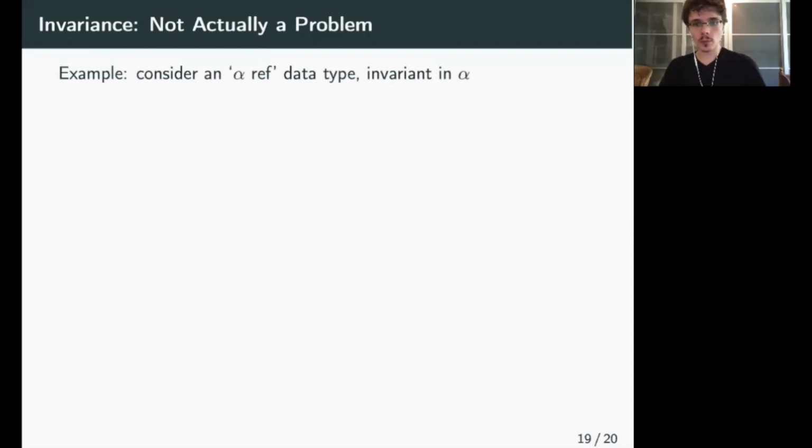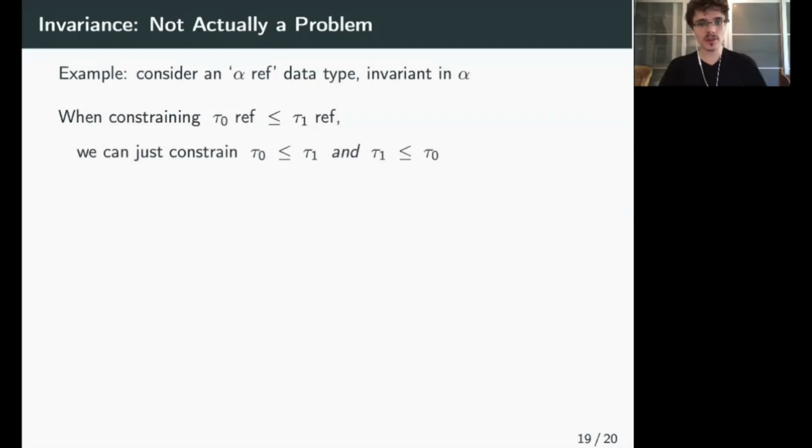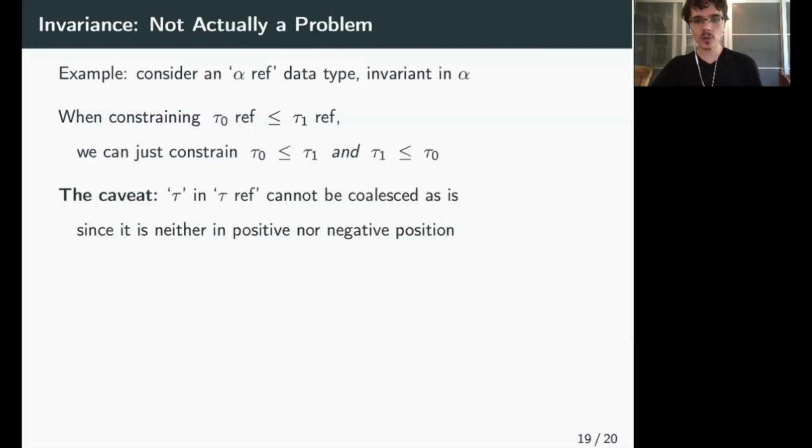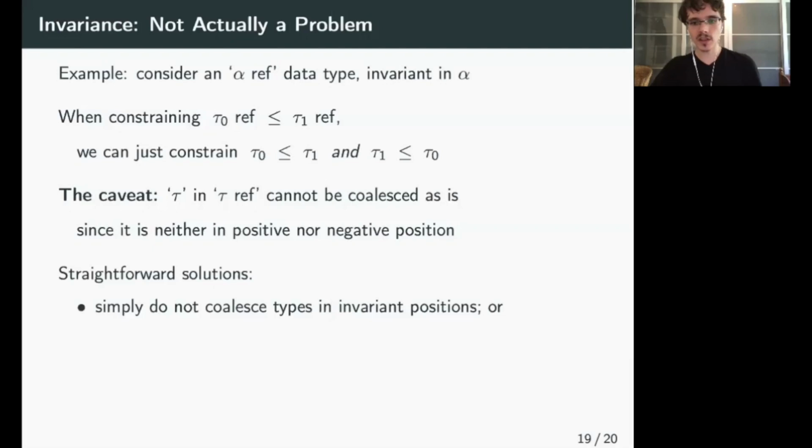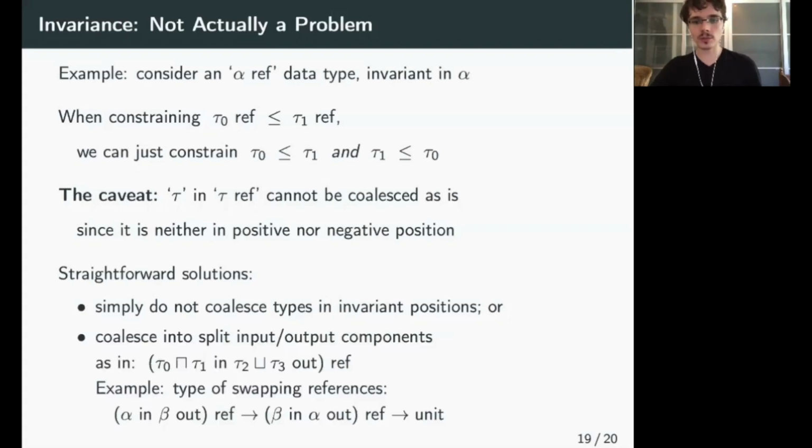When constraining one ref type to be a subtype of another, it is sufficient to constrain their type arguments both ways. However, we can no longer coalesce the type arguments of invariant types easily, since coalescing relies on the polarity of types to work. Thankfully, there are several ways to work around the problem. We can simply avoid coalescing types in invariant position, or we could introduce new notation to express ranges of allowed type arguments in invariant position.